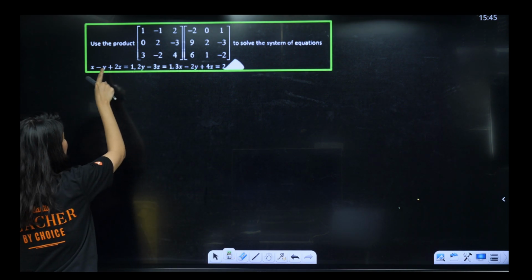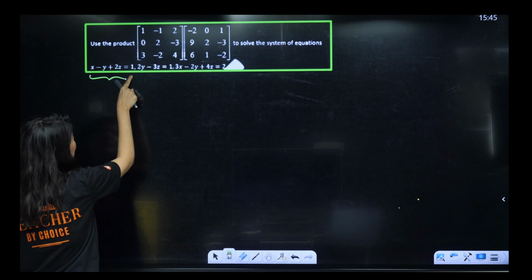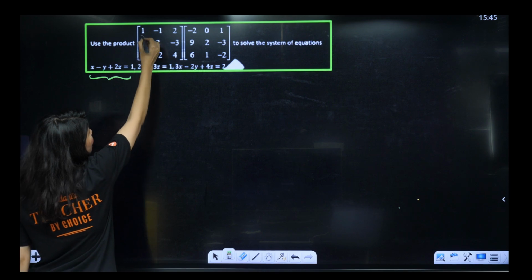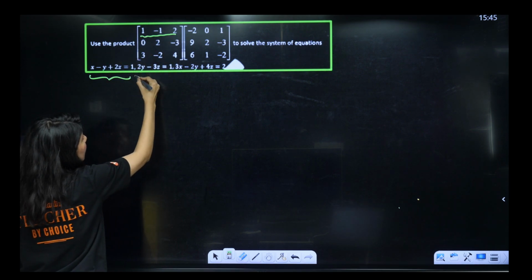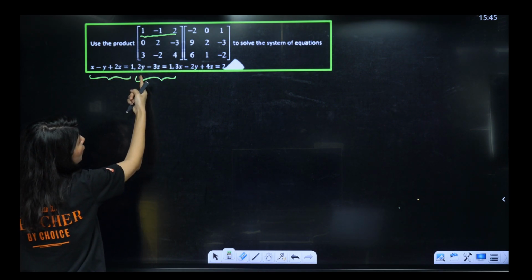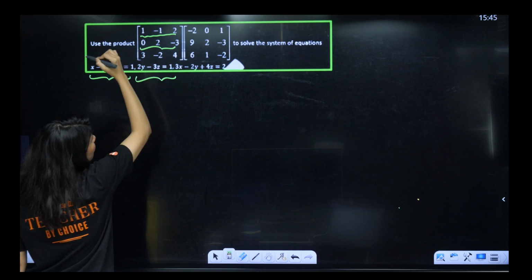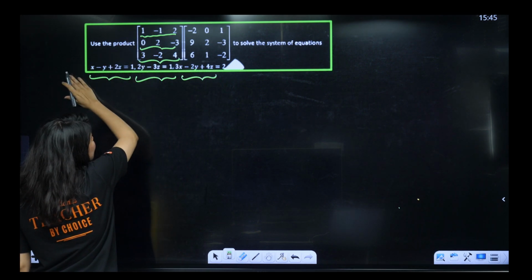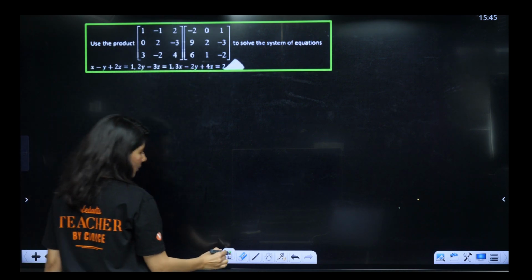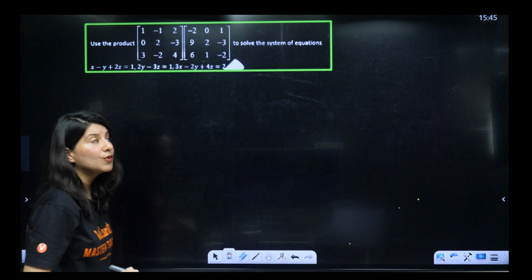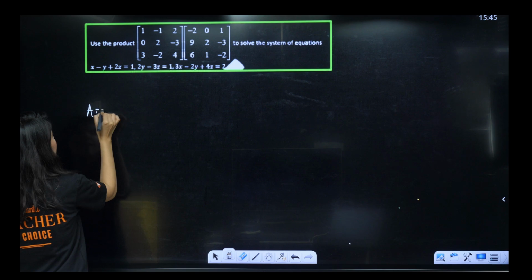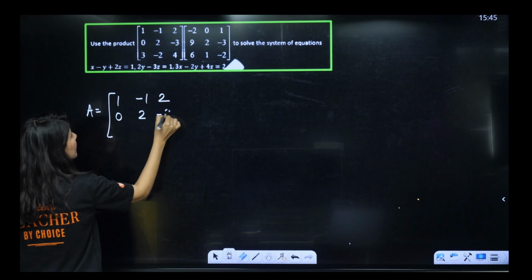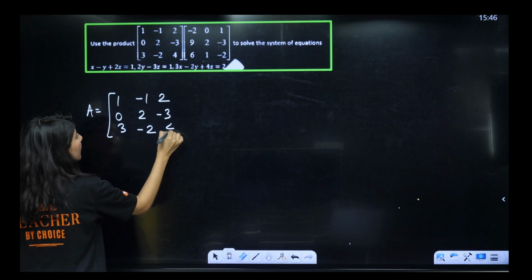Can you just tell me that the coefficients of this first equation are 1, minus 1, 2. Actually, it is matching with this. Equation number 2, 0, 2, minus 3. Can you see that? And 3, minus 2, 4. Can you see that? So basically, this is your A matrix. Okay, ma'am. If you say so, let us assume this is your A. 1, minus 1, 2. 0, 2, minus 3. 3, minus 2, 4.